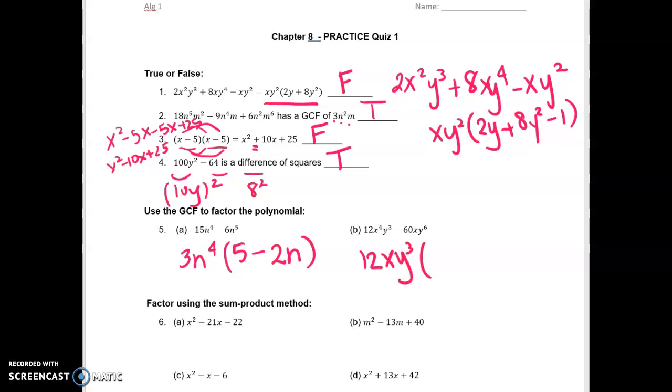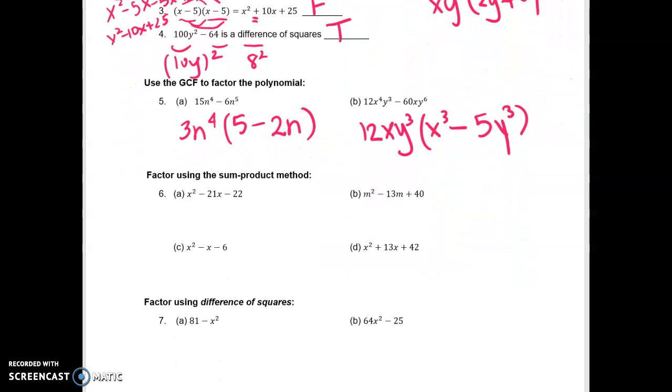Then we need to factor it. So 12xy to the third goes into the first term x to the third times, and then we subtract 5. We already have an x, y to the third. If we wanted to check our work, we'd multiply it out using the distributive property to check that we end up with the same polynomial.